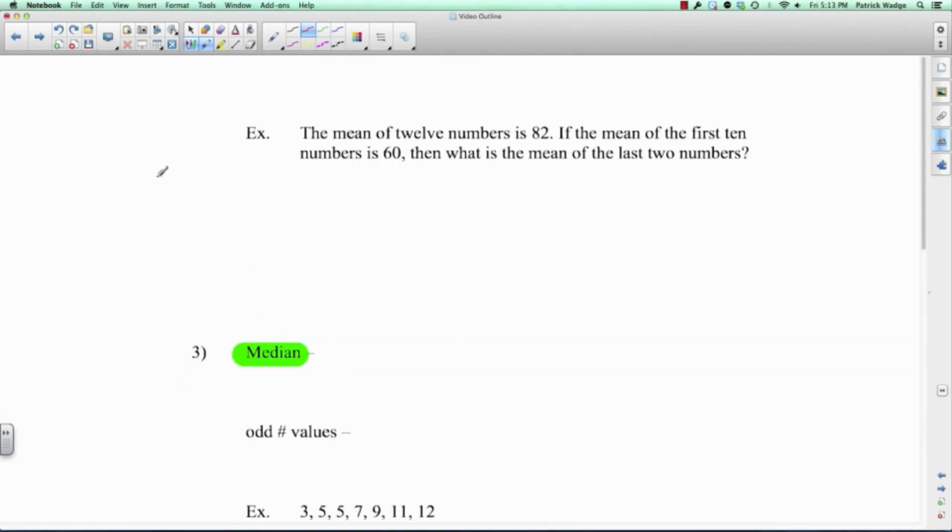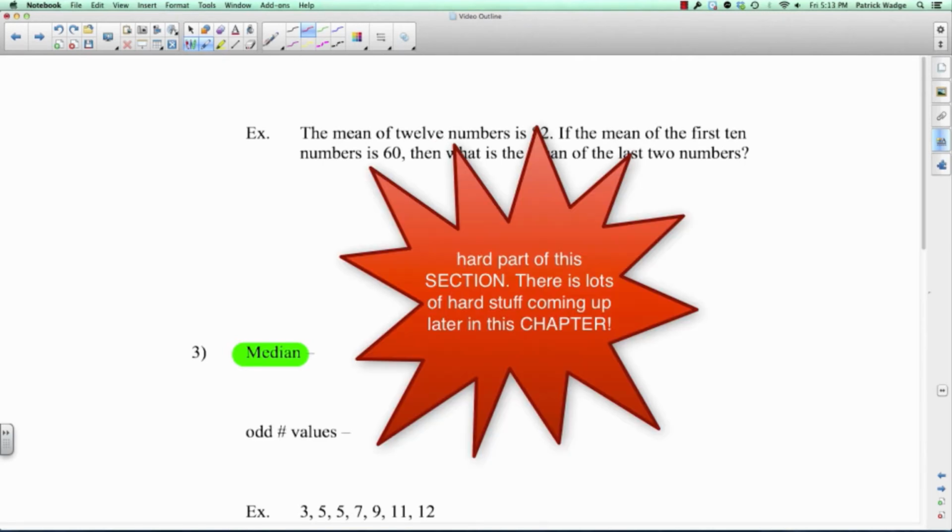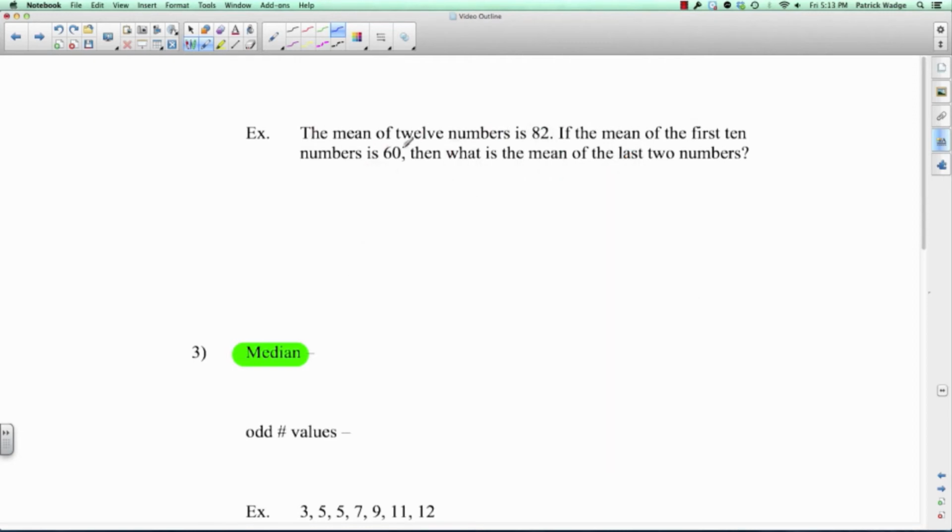Okay, here's the one difficult part of the work in this chapter. You have to be able to answer questions like this. The mean of 12 numbers is 82. If the mean of the first 10 numbers is 60, then what's the mean of the last two numbers? All right, let's look at this first bit. The mean of 12 numbers is 82. Okay, we don't know what the numbers are, but what can we figure out if the mean of all those numbers is 82? We can tell what they add up to, right? What do those 12 numbers have to add up to? They have to add up to 12 times 82. 12 times 82 is 984.